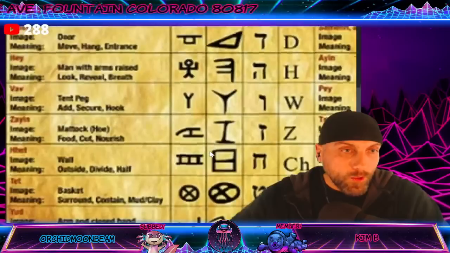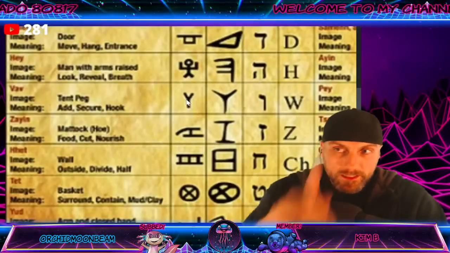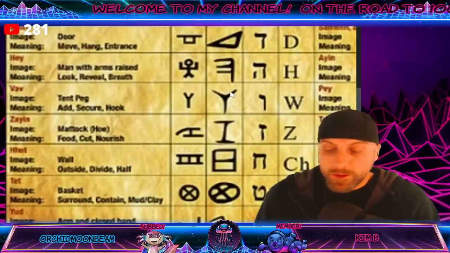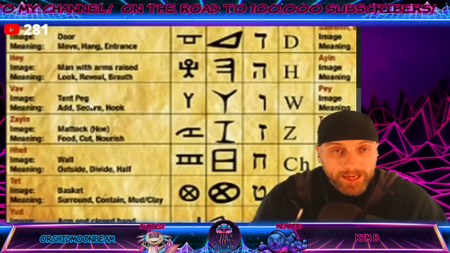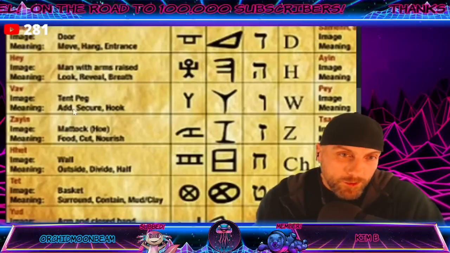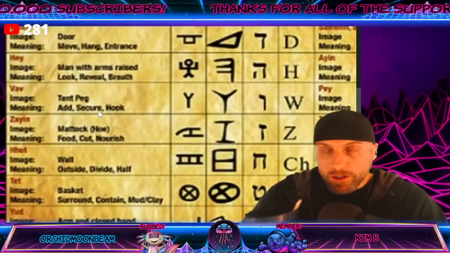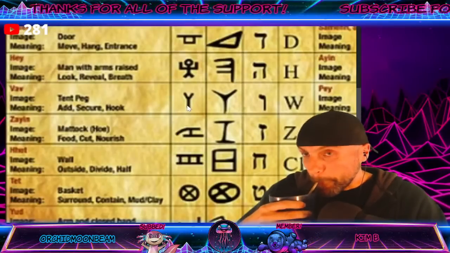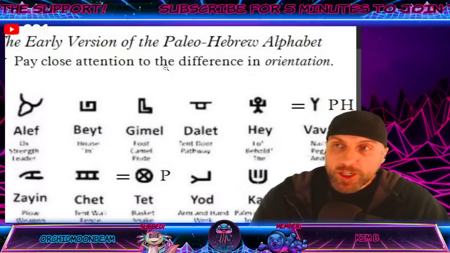All right, so we'll go all the way down here. It looks in the old language like a Y, because this is a carving, right? You can see right here that flux capacitor kind of a shape. This is what I like to call the flux capacitor of the world. It means a tent peg. It means to add, to secure, and it is a picture form of a hook. It doesn't really look like a hook when it's a Y, but I'll show you why. Okay, cool. Let's check out some other forms of it.